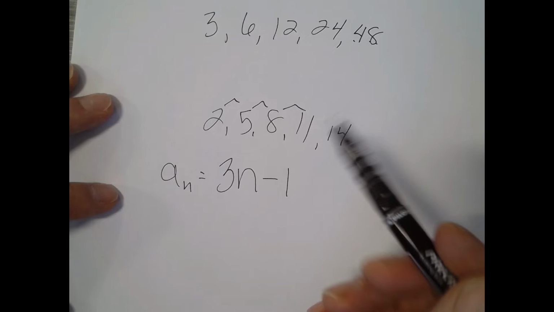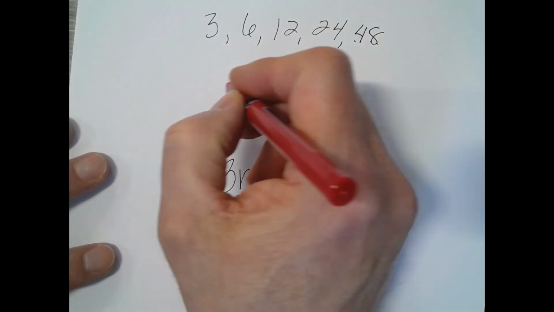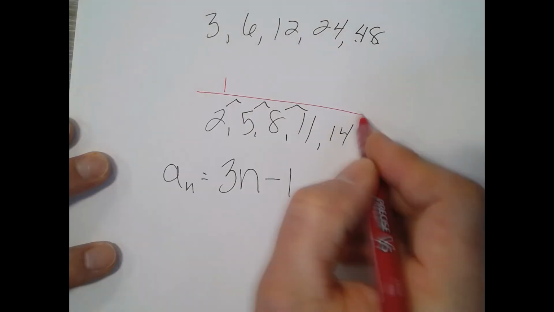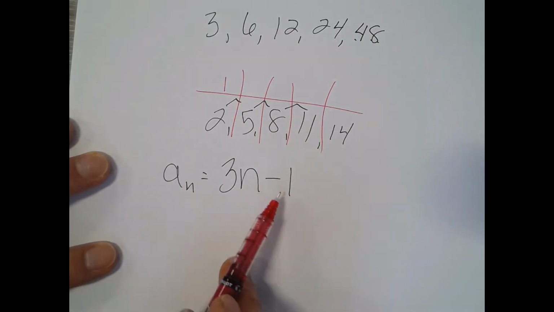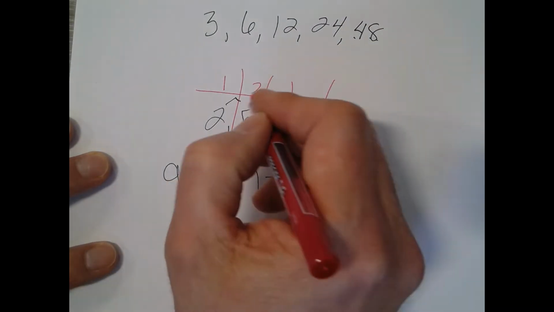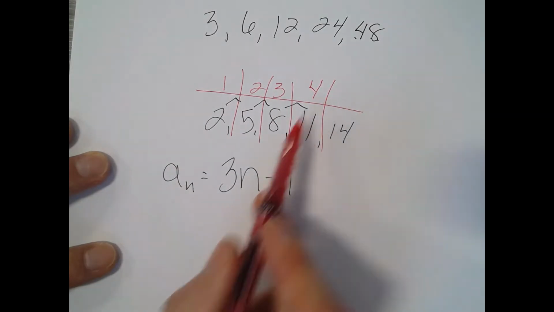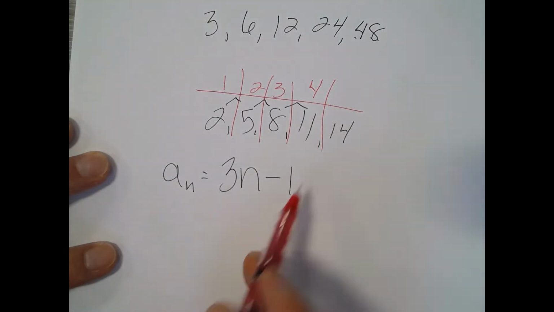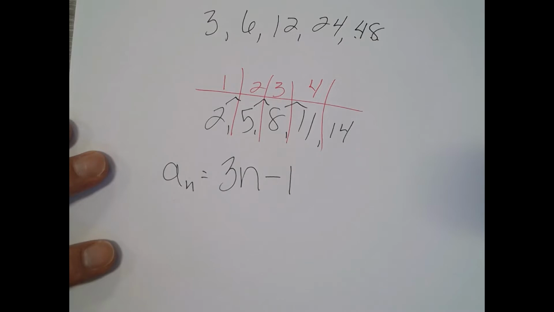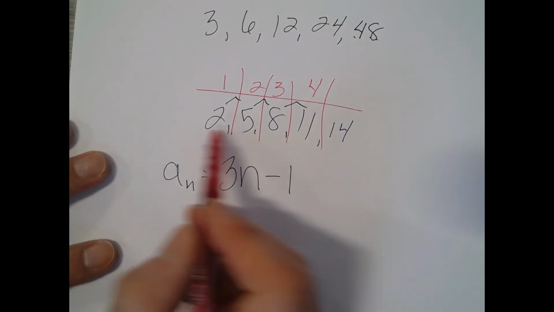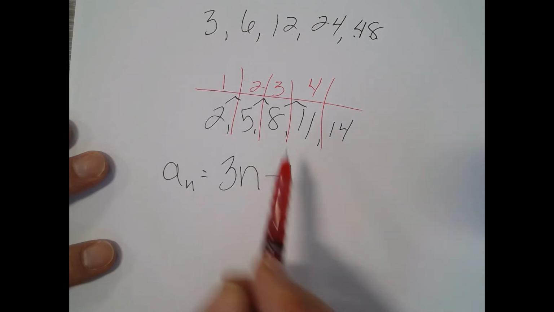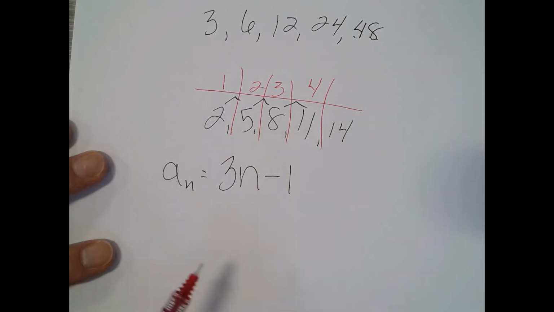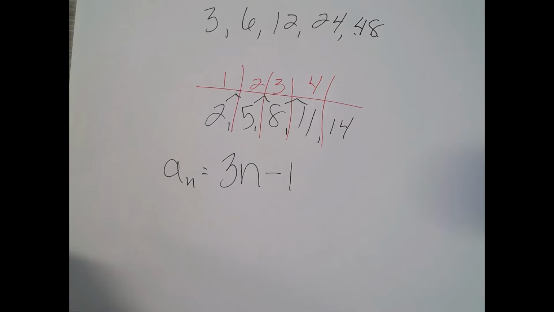So let's check. For my first term, if I plug in 1 for n, 3 times 1 is 3, minus 1 is 2. If this is my 4th term, I could plug 4 in. 3 times 4 is 12, minus 1 does give you 11. So figure out whatever you're going up or down. That's kind of your slope. And then how do you go from 3 to 2? It's subtract 1. So let's try another one.